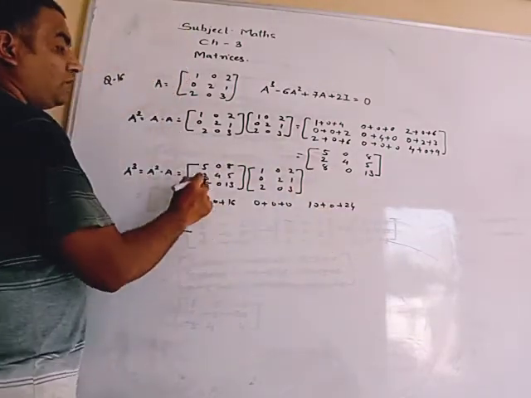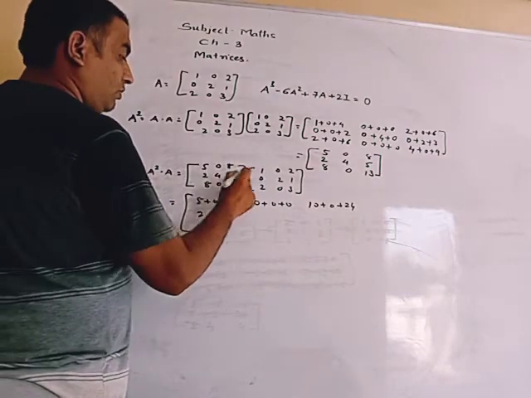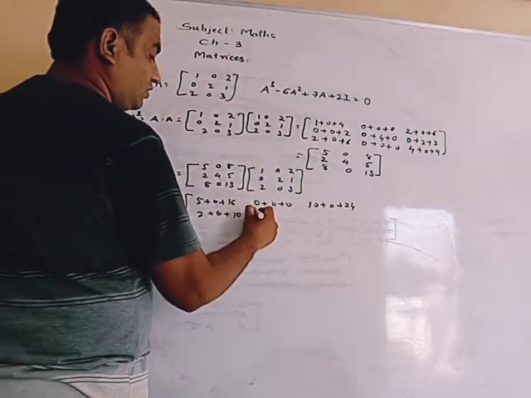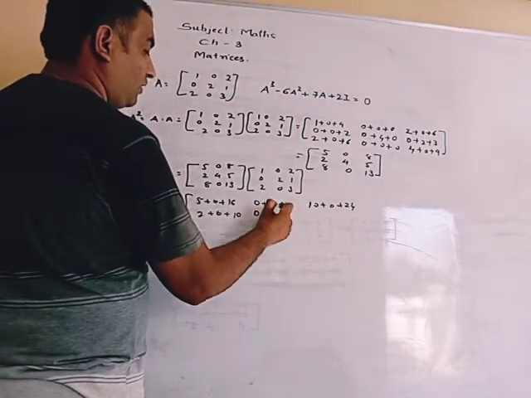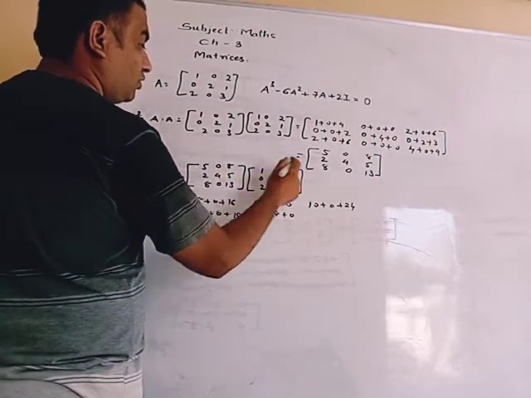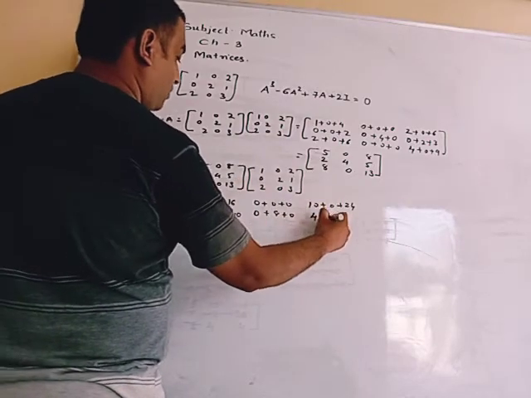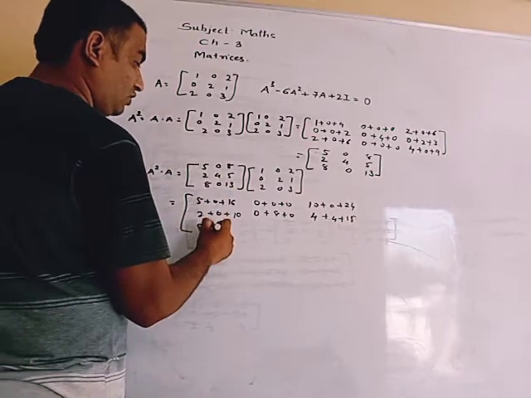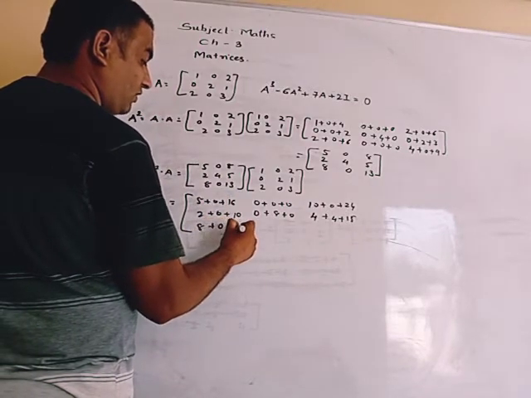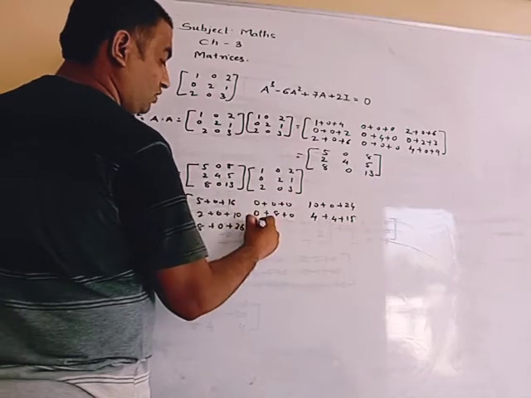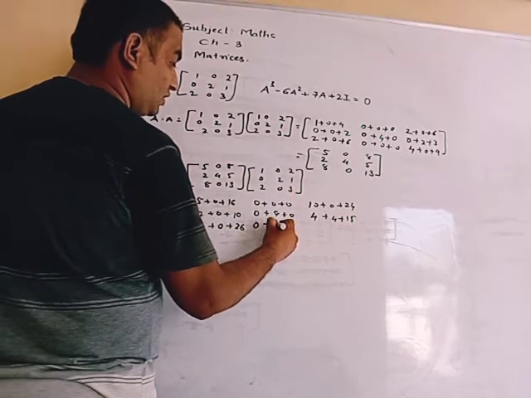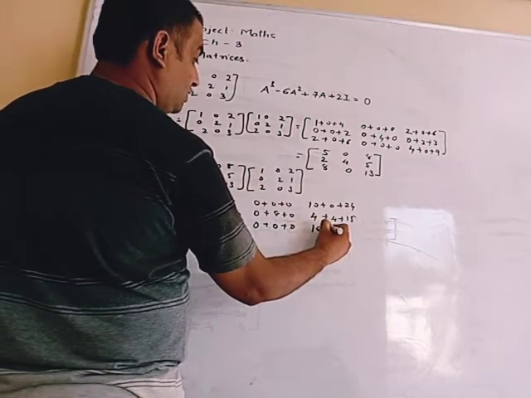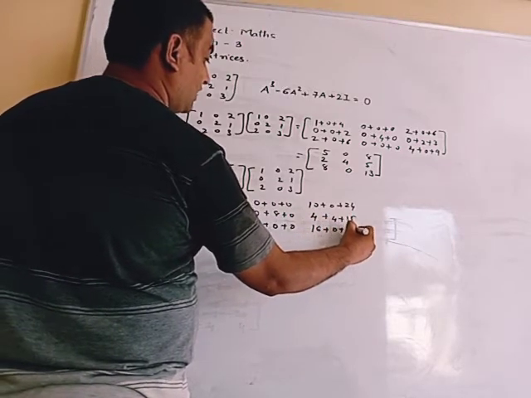Now the second row we multiply. 2 1s are 2, 4 0s are 0, 5 2s are 10. 2 0s are 0, 4 2s are 8, 5 0s are 0. 2 2s are 4, 4 1s are 4, 5 3s are 15. 8 1s are 8, 0 0s are 0, 13 2s are 26. 8 0s are 0, 0 2s are 0, 13 0s are 0. 8 2s are 16, 0 1s are 0, 13 3s are 39.